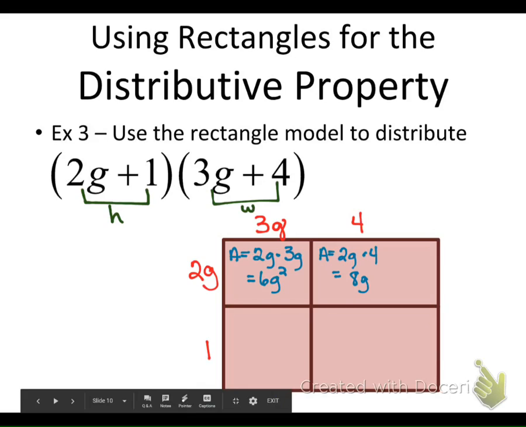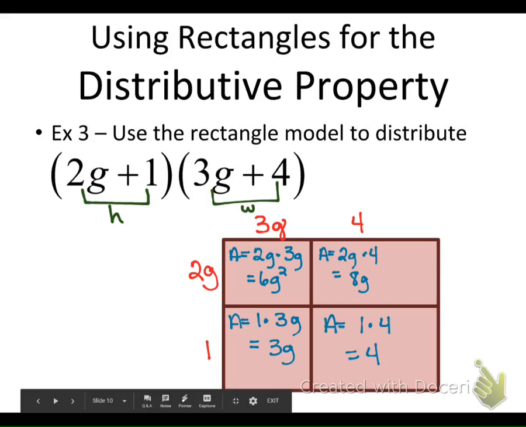What's the bottom left? Area equals? What's my height? 1, times my width? 3. 3 what? G. Which equals 3G. And my last one. Area equals, what's my height? 1, times my width? 4, which equals 4. Okay. Good. Oh, there goes multiplication.